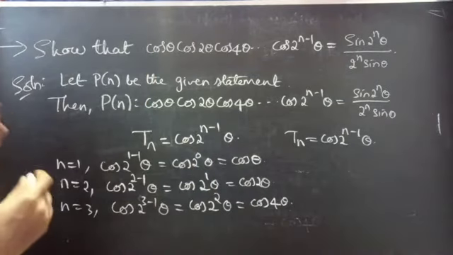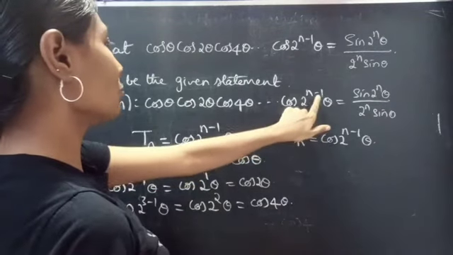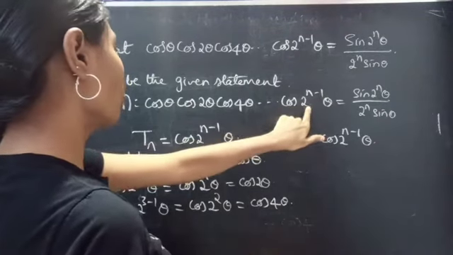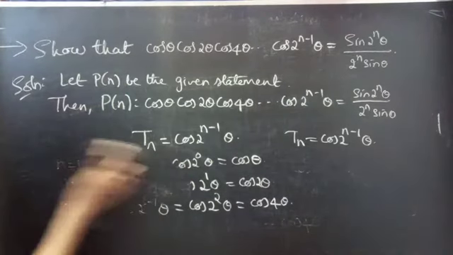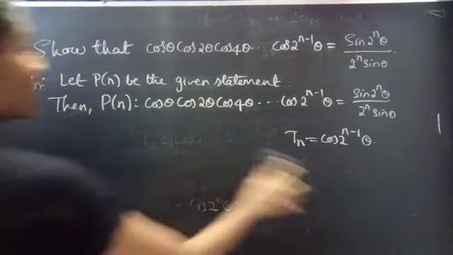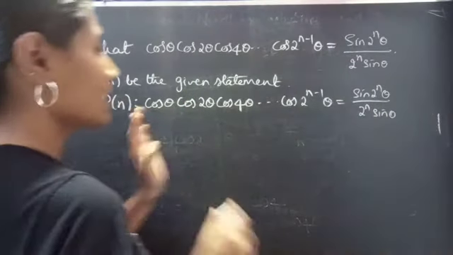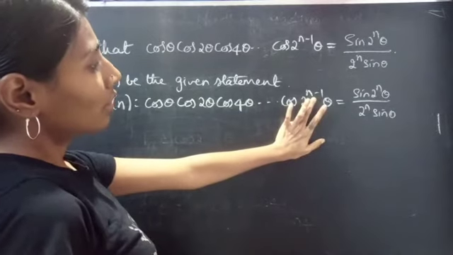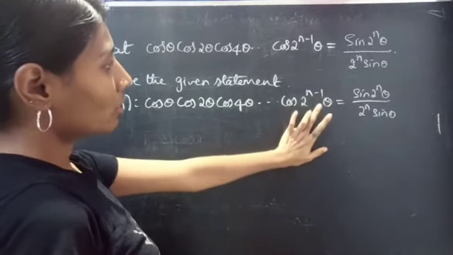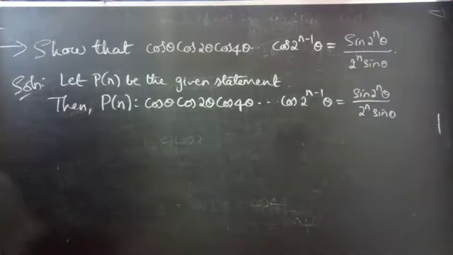What I'm trying to say is we are having n terms. Since we are having n minus 1 in the power of 2, from this we can't say that we have n minus 1 terms. We have n terms. Don't conclude that we have n minus 1 terms by saying 2 power n minus 1.